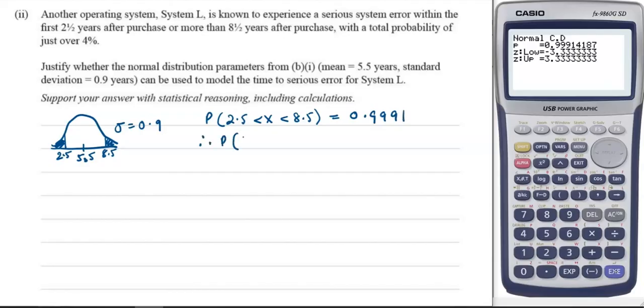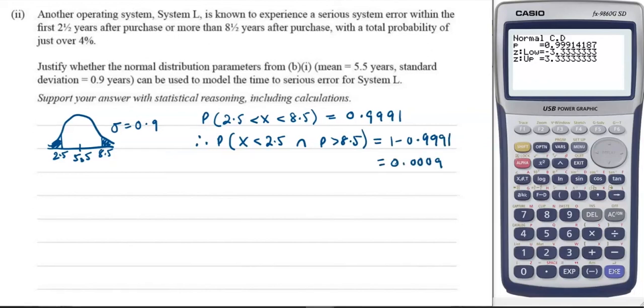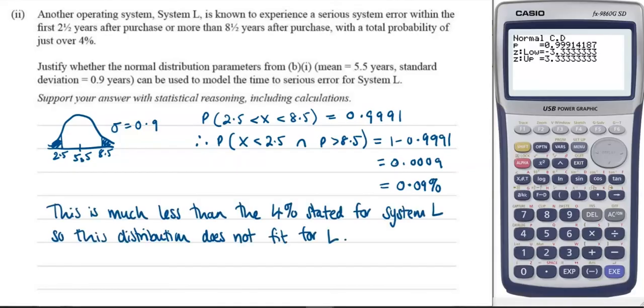So the probability that x is less than 2.5 and also more than 8.5 will be 1 minus 0.9991, which is 0.009. Now compare that to what we were given in the question. We were told the total of that would be just over 4% for this system. So this is equal to 0.09%. It's nowhere near the 4% we needed it to be. So it doesn't fit.